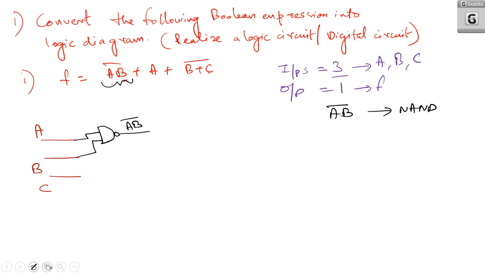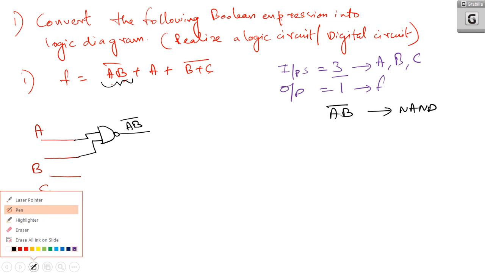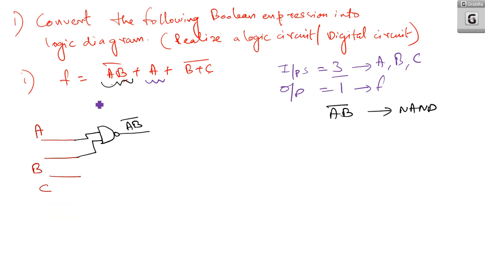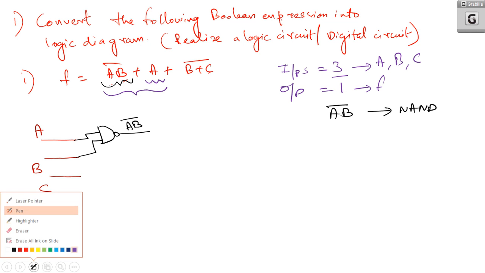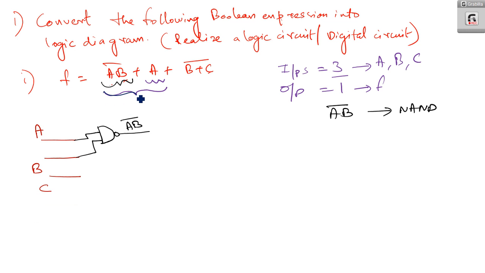Now coming into the second one. Second one is A. So A is already there. So you can take A separately. Now you have A B bar or A. That means now you take these two, A B bar or A. You need to OR it, right? So you need to OR these two. So A B bar is there, A is there. So you take it and give an OR.